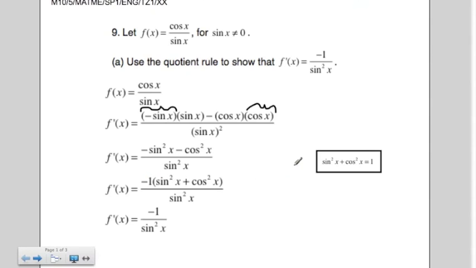And now we remember that sine squared x plus cos squared x equals 1. So that goes in there, and that whole bracket just gets replaced by +1. So -1 times +1, again, -1 over sine squared x. And that's what the question asks for.